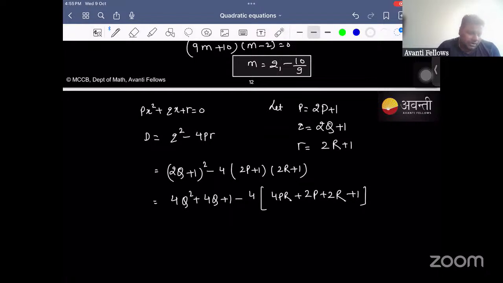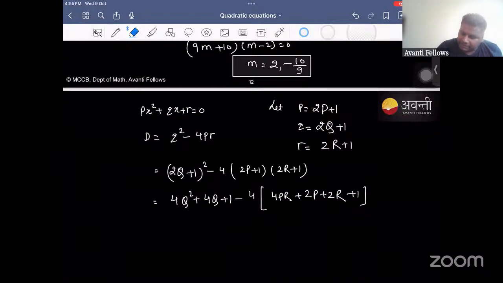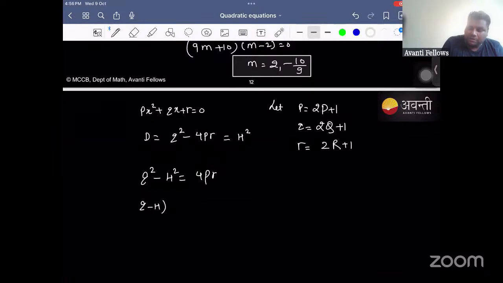Roots cannot be rational means D cannot be a perfect square. To show that this D cannot be a perfect square, okay, let's take it in another way. Now it will be quite easy. Let us assume that this D is a perfect square, say it is some h square. That means q square minus h square is 4pr. That means (q minus h) into (q plus h) is 4pr.